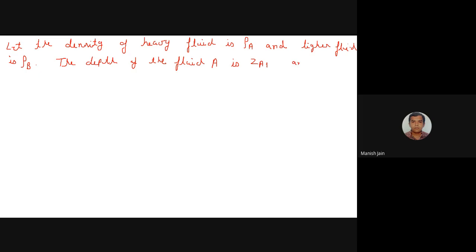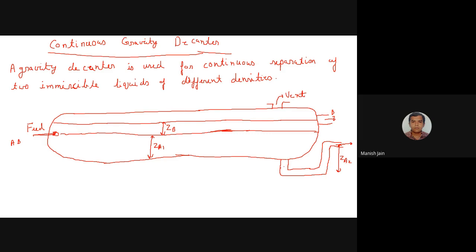and the height of fluid B above the fluid A is ZB. So basically what I am writing there, this height is ZA1 and this height is ZB. Okay, there are two fluids, so the height of the one fluid is ZA1, height of the second fluid is ZB. The density of this fluid is rho A, the density of this fluid is rho B.